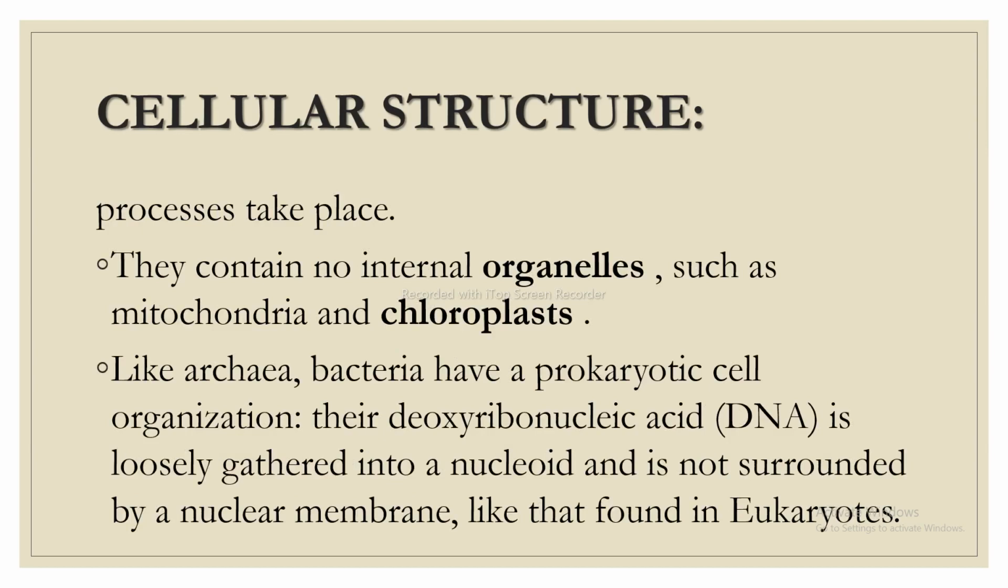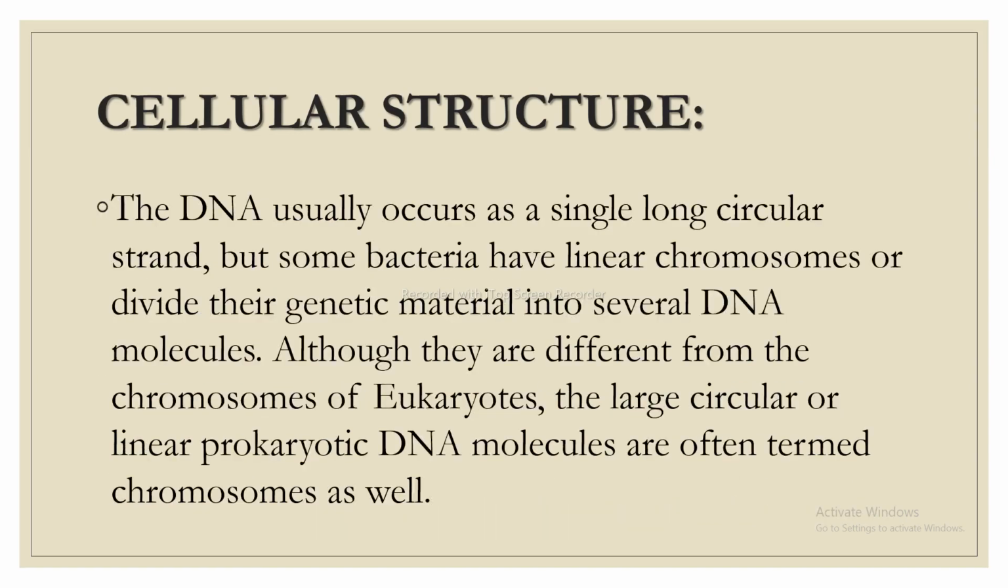Like Archaebacteria, they have a prokaryotic cell organization. Their deoxyribonucleic acid, DNA, is loosely gathered into a nucleoid and is not surrounded by a nuclear membrane like that found in eukaryotes. The DNA usually occurs as a single long circular strand, but some bacteria have linear chromosomes or divide their genetic material into several DNA molecules. Although they are different from the chromosomes of eukaryotes, the large circular or linear prokaryotic DNA molecules are often termed chromosomes as well.